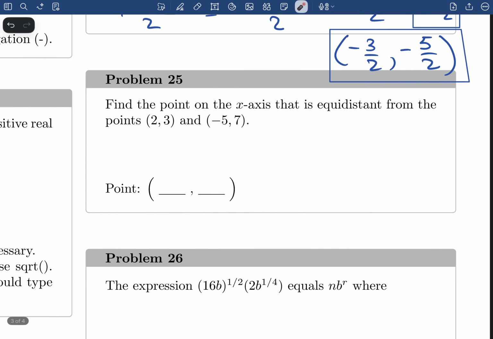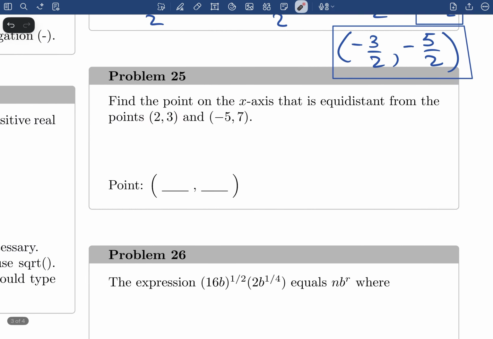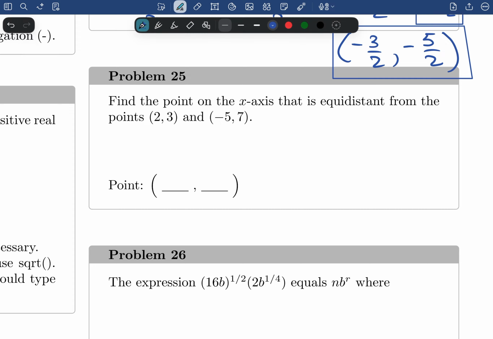Great. Problem 25, find the point on the x-axis that is equidistant from the points 2, 3 and -5, 7. Okay. So quick detail, we need to find the location on the x-axis that is the same distance away from those 2 points. Now let's think visually in space.